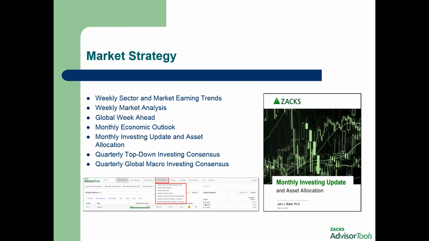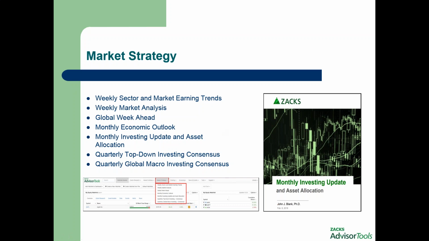The next section is kind of the different market strategy articles or reports that we do have. We have weekly, monthly, and quarterly different reports, either on the overall market or certain sectors, and or asset allocations. Just for a brief example, for these reports, you can access them on that market strategy tab, and you'll find any of these reports below here.